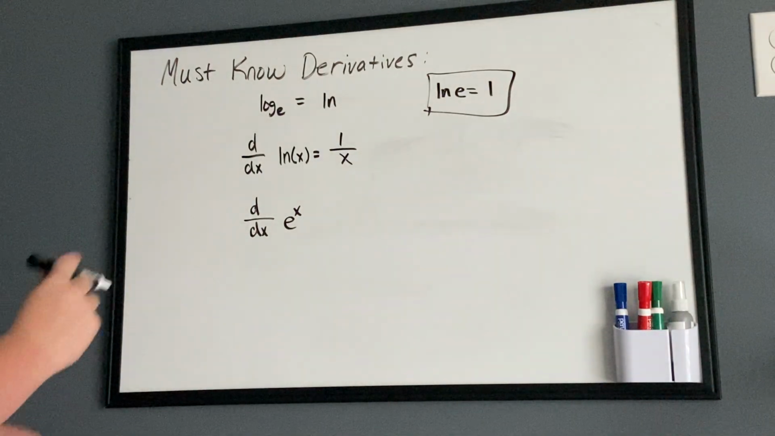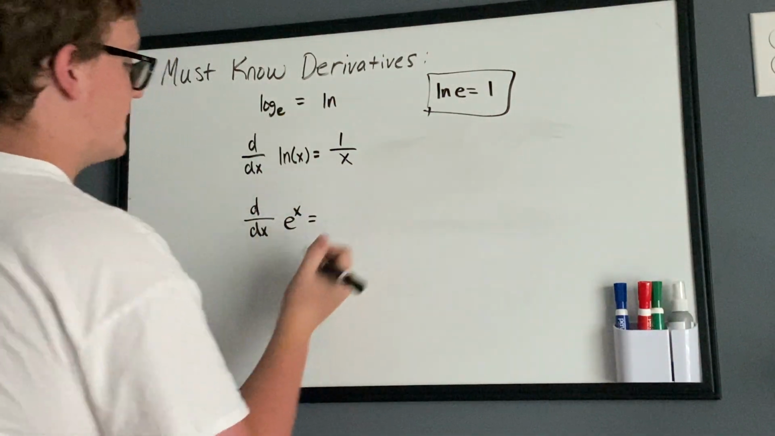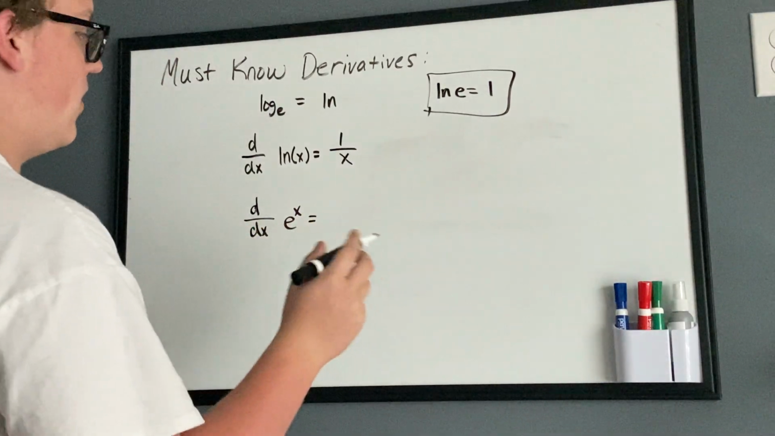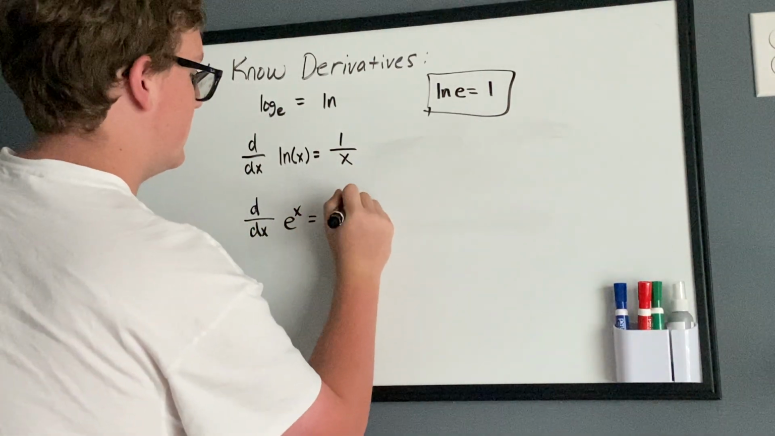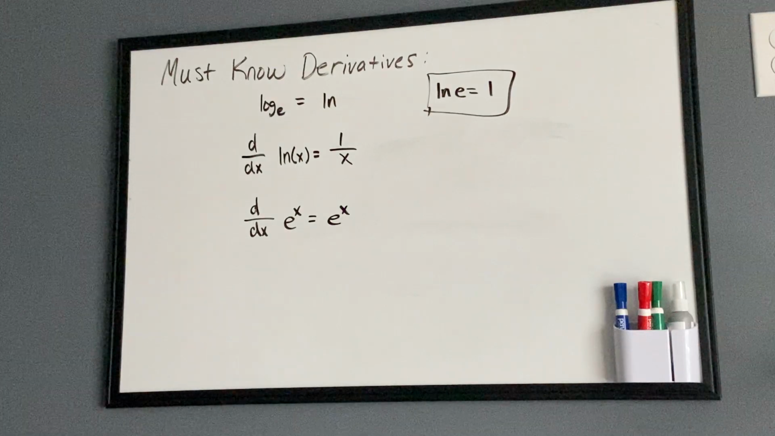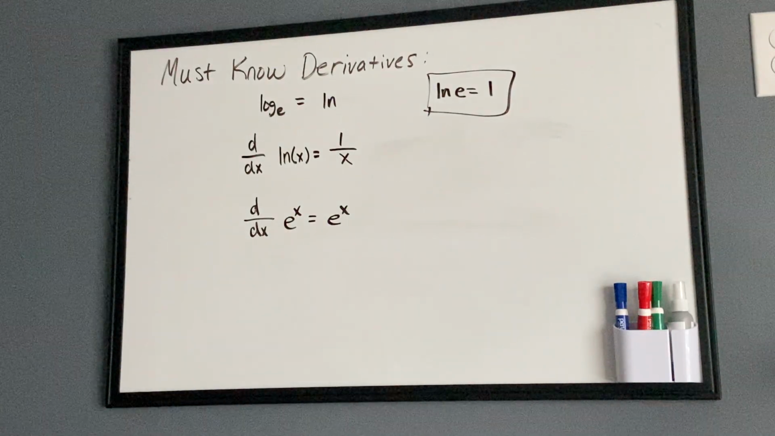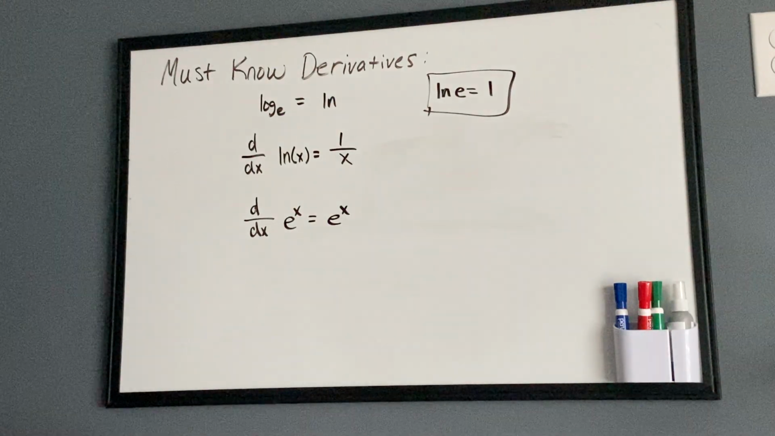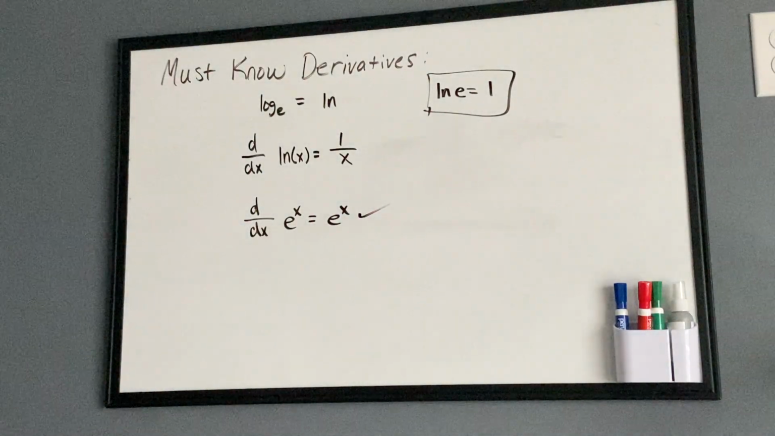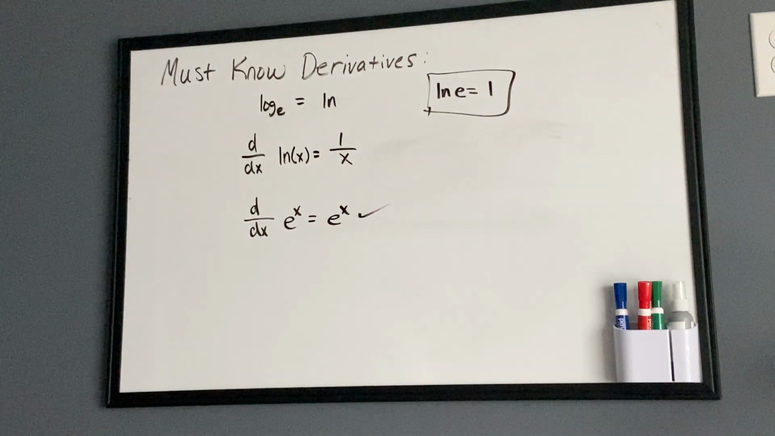So ln of e is 1, but the derivative of e to the x is the only function in all of calculus where the derivative is equal to itself. So the derivative of e to the x is always going to be e to the x. So this one is awesome. We love that one. Super easy to memorize, and it's super fun to deal with because it makes your questions so much easier.